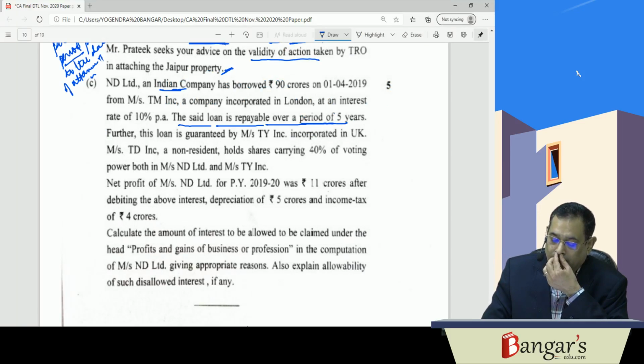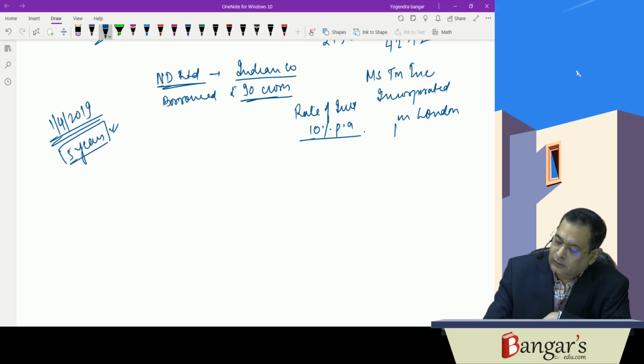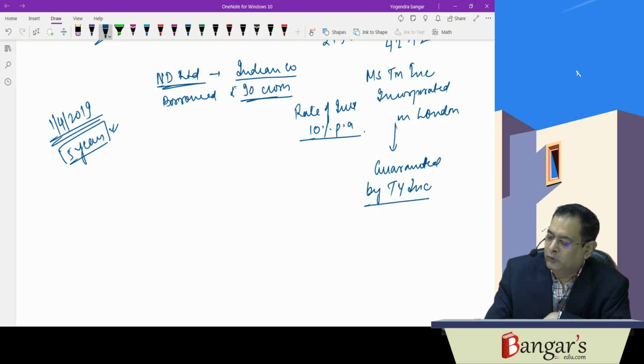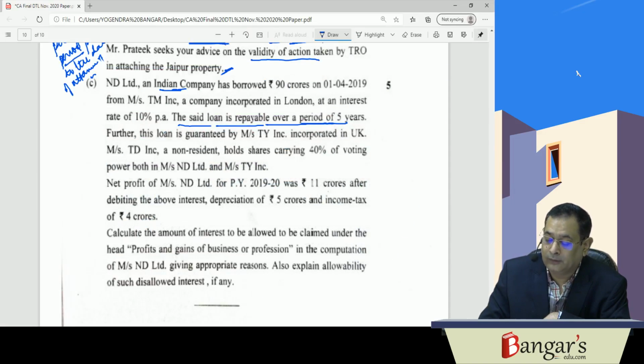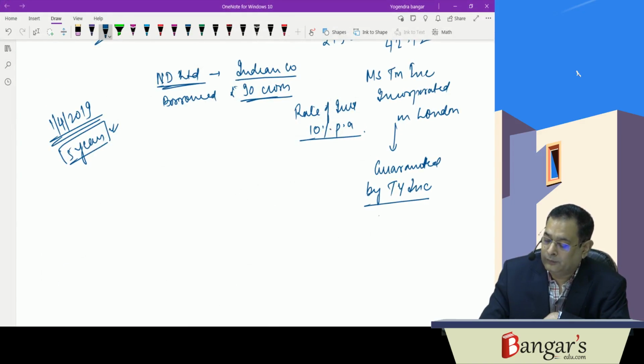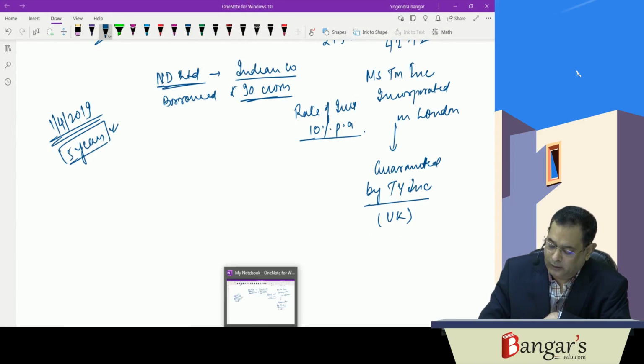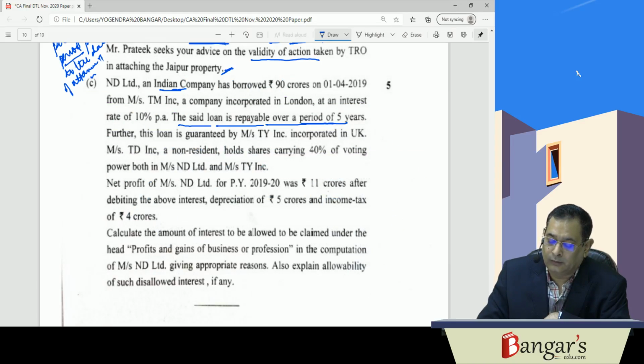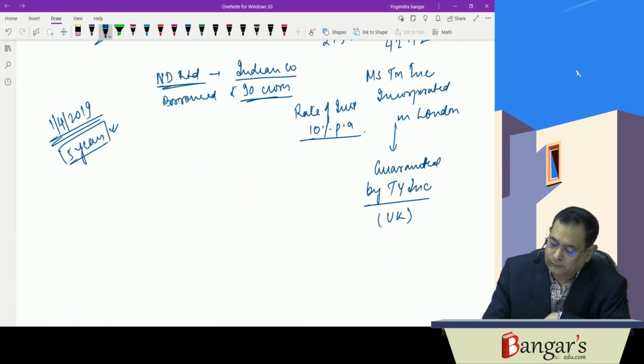And this loan is guaranteed by Measures TYINC. This loan has been guaranteed by TYINC, incorporated in UK. And TDINC is a non-resident.